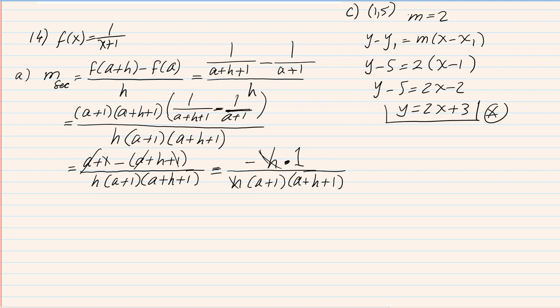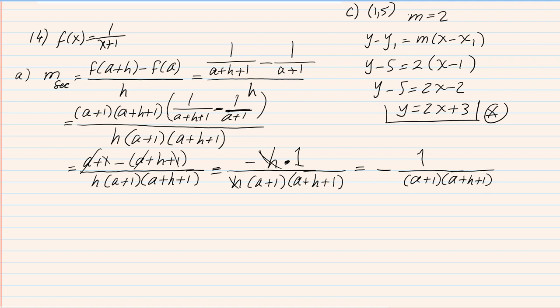So it looks like the slope of the tangent at every point on the graph of this thing is going to be an oblique hyperbola. Okay, it's going to be negative 1 over a plus 1, a plus h plus 1. That's at every point. Okay, that's the slope of a secant line.